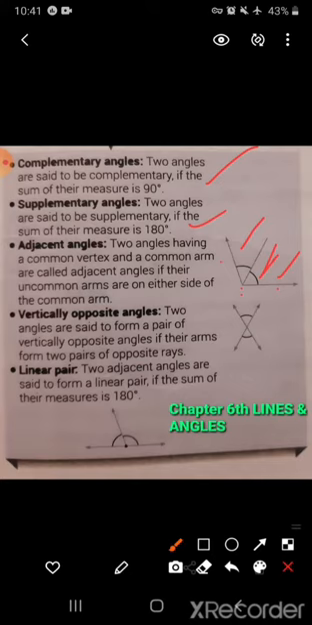Now again vertically opposite, we already learned, two angles are said to form a pair of vertically opposite angles if the arms form two pairs of opposite rays. Now linear pair. When a straight line has an angle like this, then these two angles are said to be a linear pair if their sum is always equal to 180 degree. Look at here. Clear? Understand? If you want to note it down, you can note it down in your notebook. Otherwise, let me go further. Let me proceed.